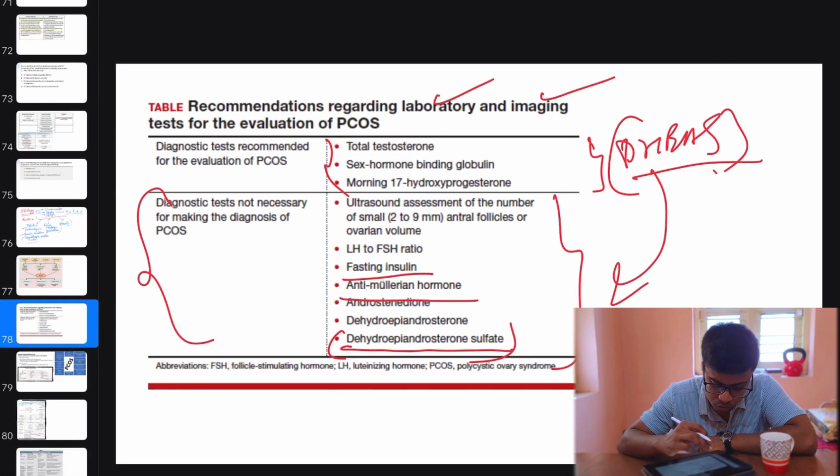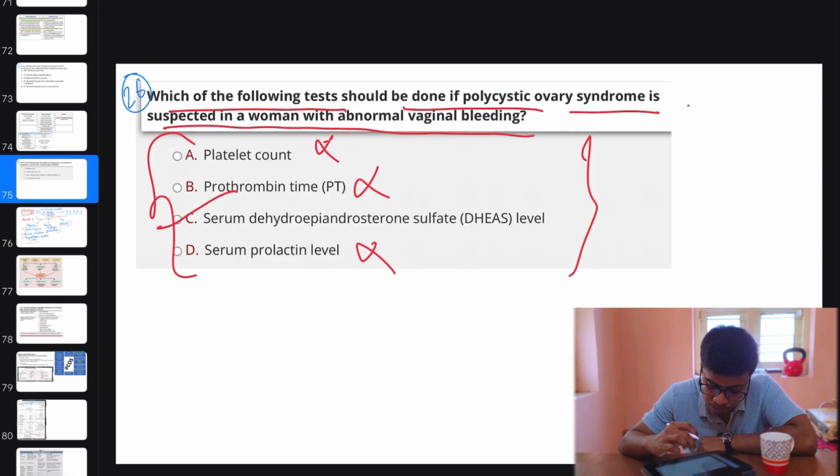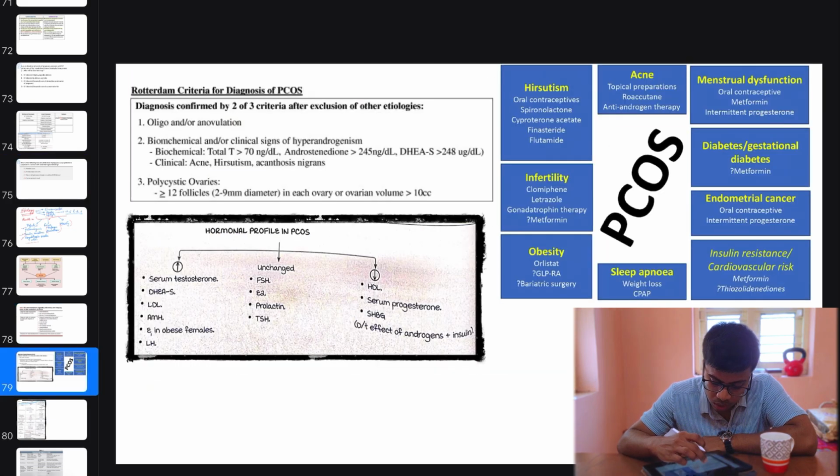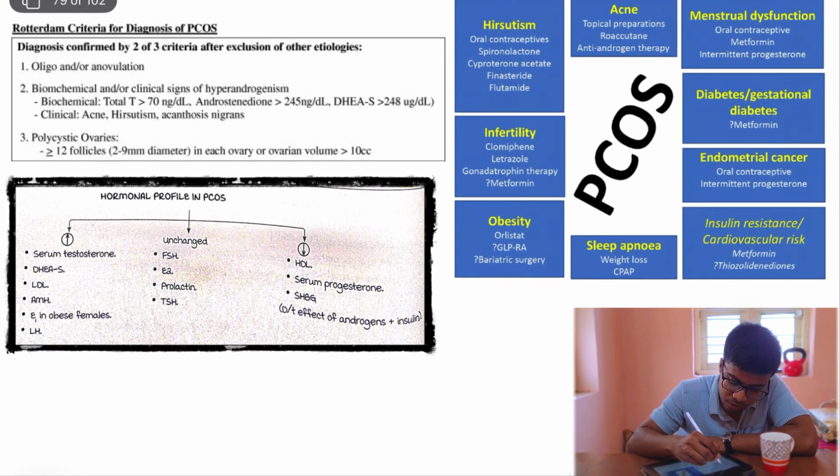But still, if the question asks, we have to choose the best option among those, and this question is from the previous years' questions. It is probably an old question, but if they ask sometime, then this is the answer. Apart from that, you should know the Rotterdam criteria for diagnosis of PCOS: two of three criteria after exclusion of other etiologies. So oligo or anovulation will be there.